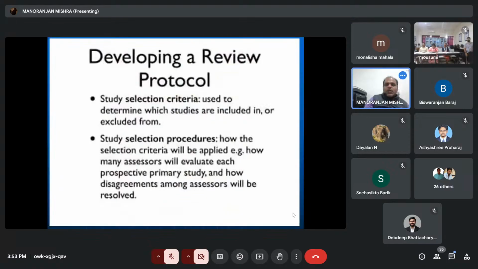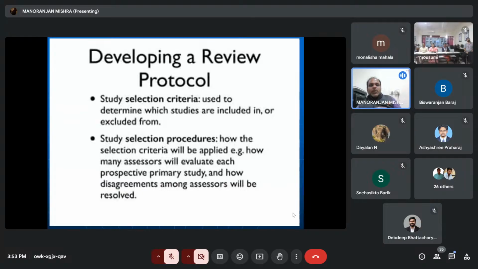So developing a review protocol, like in sciences, study selection criteria are used to determine which studies are included or excluded. Before you start your SLR, you have to define what the inclusion and exclusion policy will be. That's the review protocol. Study selection procedure: how the selection criteria will be applied, how many assessors will evaluate each prospective primary study, and how disagreement among the assessors will be resolved.